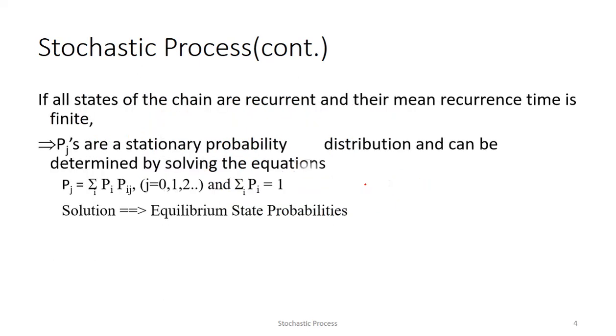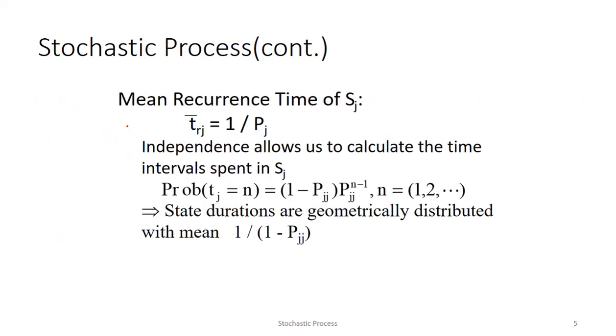This is the definition. If all states of the chain are recurrent and their mean recurrent time is finite, then we say that the pi j are the stationary probability distribution, and it can be determined by solving this type of equations. This is the formula for stationary distribution. When you solve examples, at that time you can understand simply. This is the formula for mean recurrent time of state j. Then how we can find probabilities also.